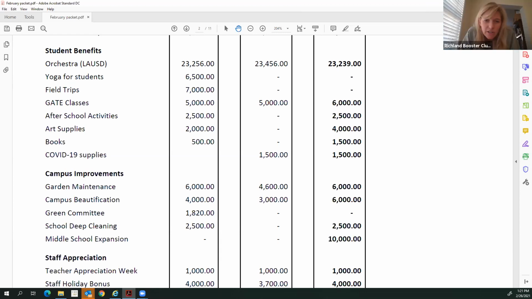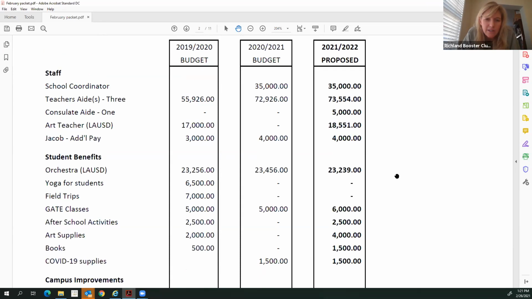So the next question, and Mr. G, I think we might need you to help us with this. The 3 LAUSD TAs cost $60,000 approximately. Now it's more like $74,000. Why the increase? I believe that has to do with 2 of our current TAs now being eligible for benefits. Is that correct, Mr. G?